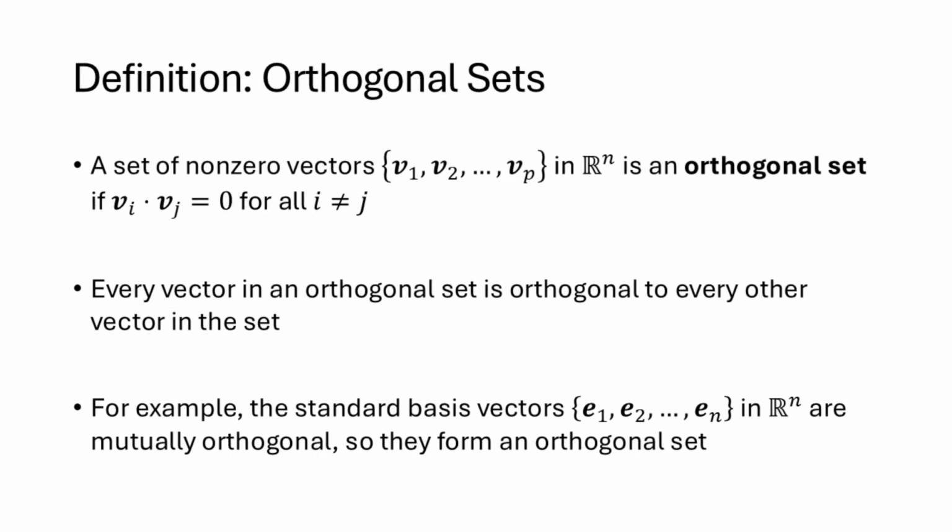Now in this lecture, we're going to be talking about orthogonal sets of vectors. So a set of vectors v1 through vp in Rn is an orthogonal set if those vectors are pairwise orthogonal. So that means that whenever we compute the dot product vi dot vj for different subscripts i and j, the result is always 0. And so for example, the standard basis e1 through en in Rn is a set of vectors that are mutually orthogonal, and so they form an orthogonal set. If we take ei dot ej for any two different subscripts i and j, the result is 0.